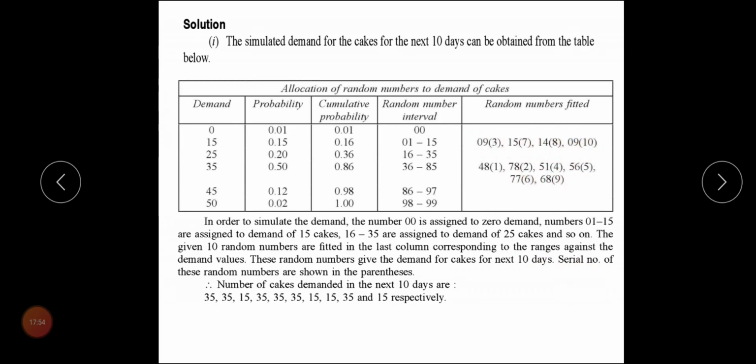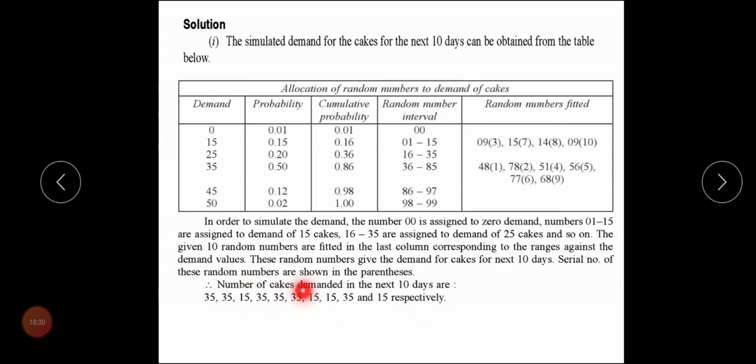The serial numbers of these random numbers are shown in the parentheses. So the number of cake demand in the next 10 days: see, the first day demand is 40, it comes under 35, so it will be 35. Then first day 35, second day 35, third day 15, fourth day 35, fifth day 35, sixth 35, seventh 15, eighth 15, ninth 35, and tenth 15. In this way you can write.